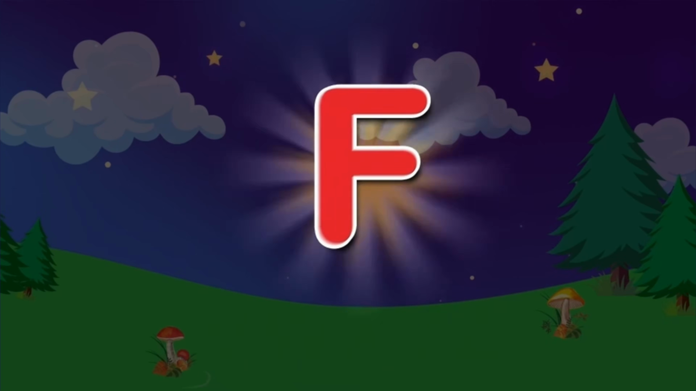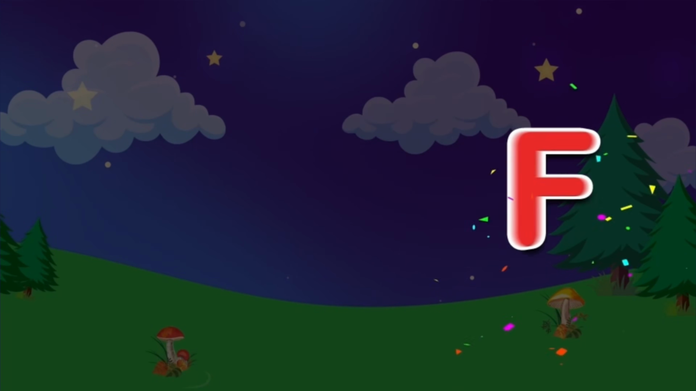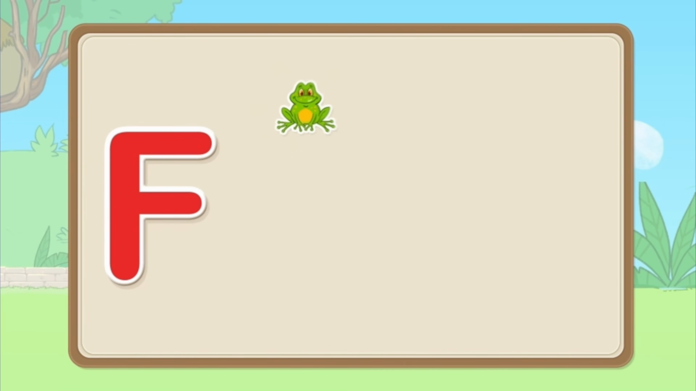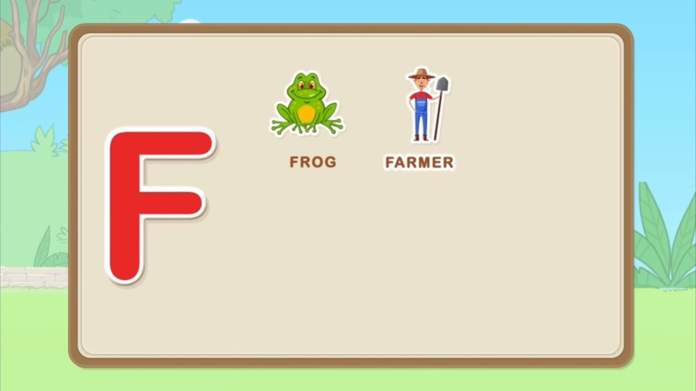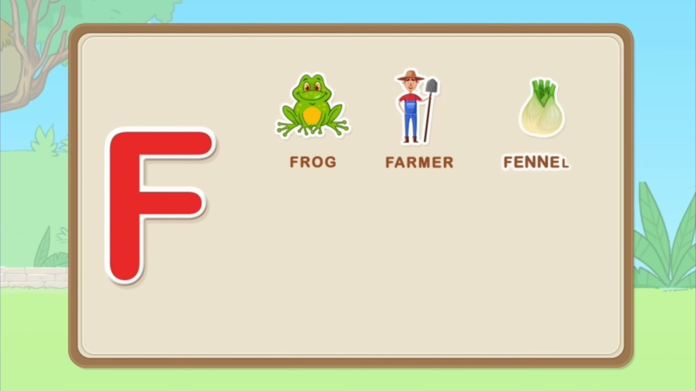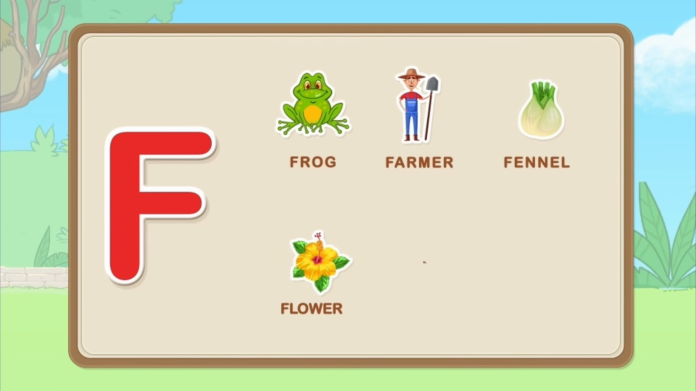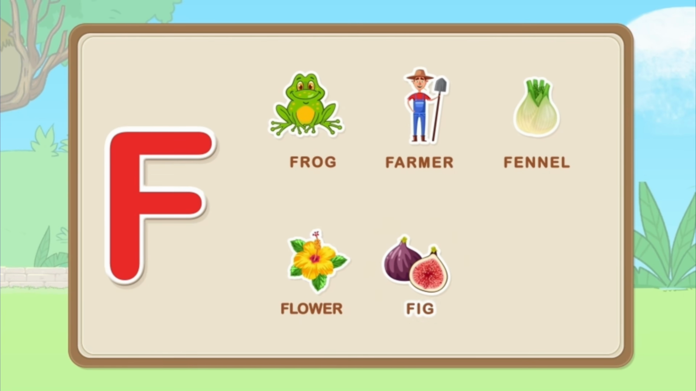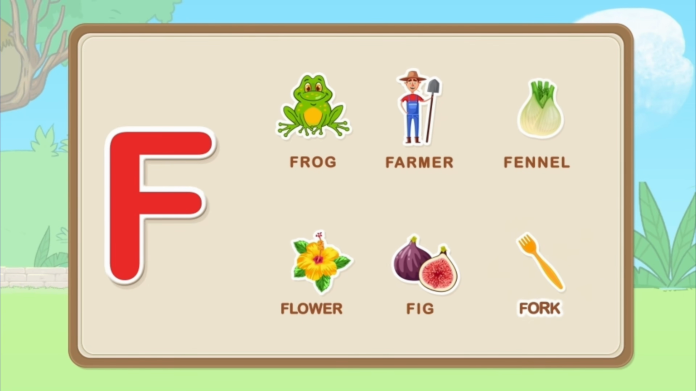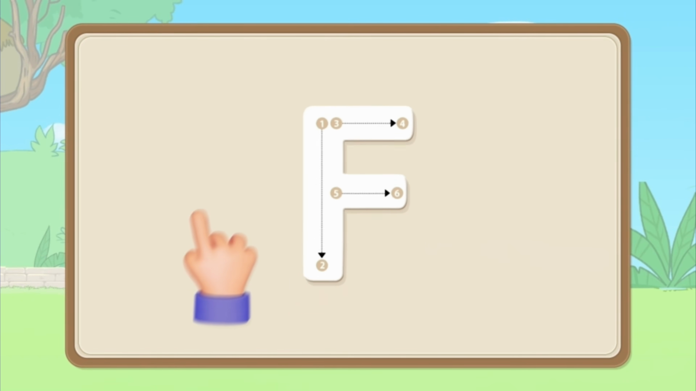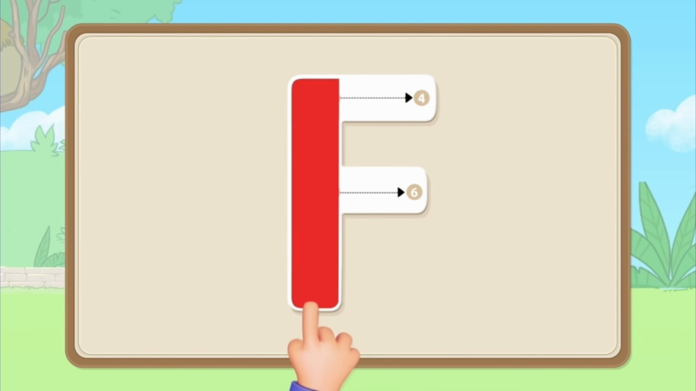Perfect. F. F is for frog, farmer, fennel, flower, fig, fork. Now, let's learn how to trace the letter.